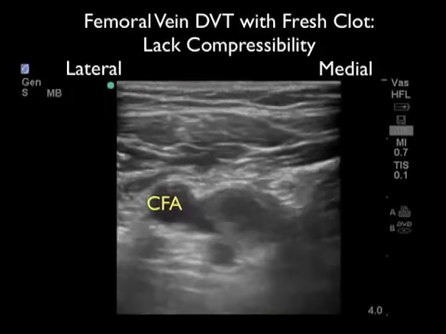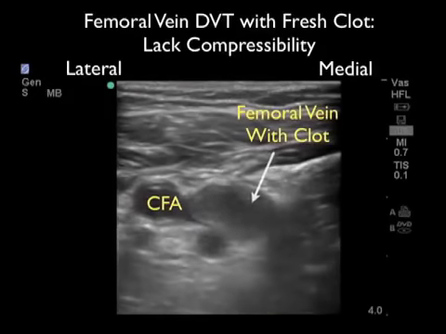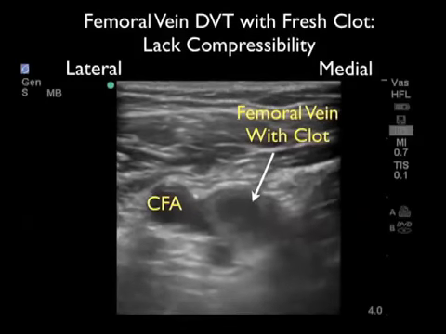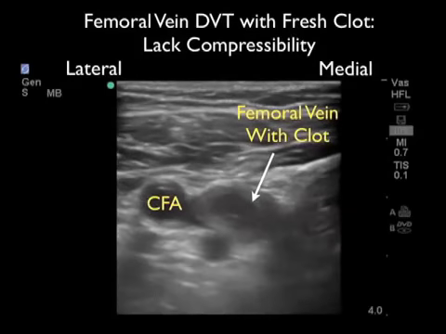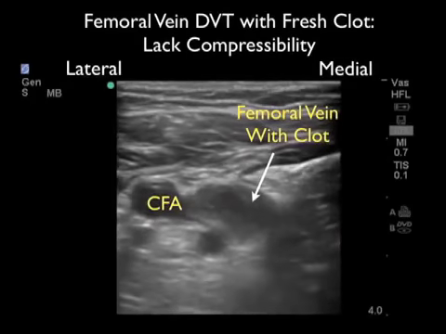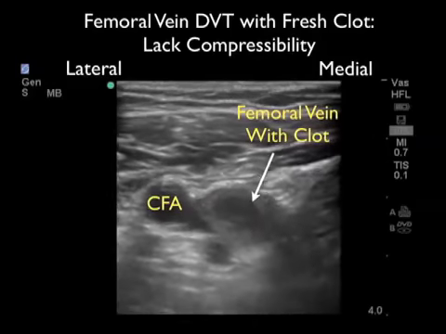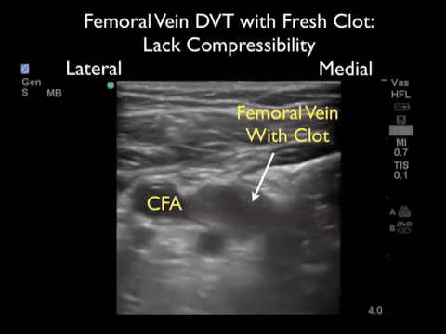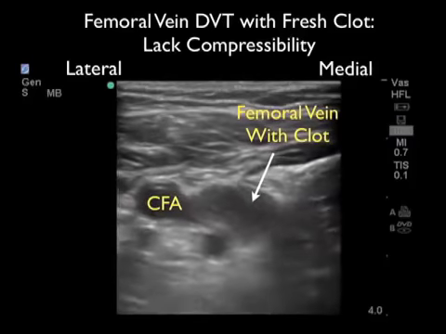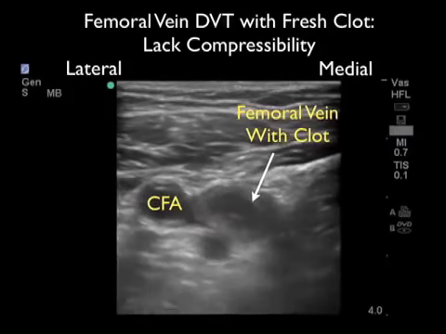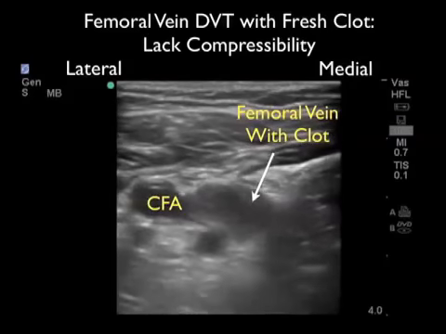Here we're compressing with a high-frequency linear type array probe directly onto the femoral vein, and we note the failure of compression of the vessel. We can also see a rocking movement of the thrombus within the lumen of the vessel. Notice that it rocks back and forth as we apply pressure down with the probe. Again, a positive finding for a DVT of the femoral vein.